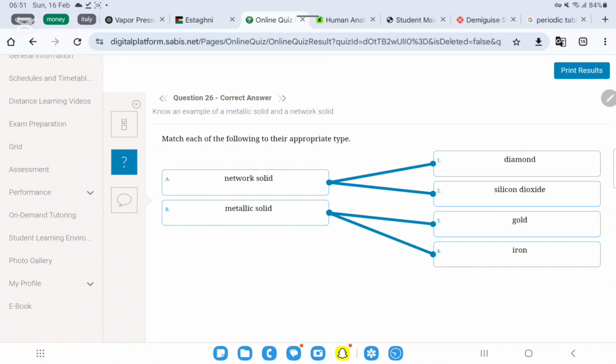Here they want us to differentiate between network solids and metallic solids.